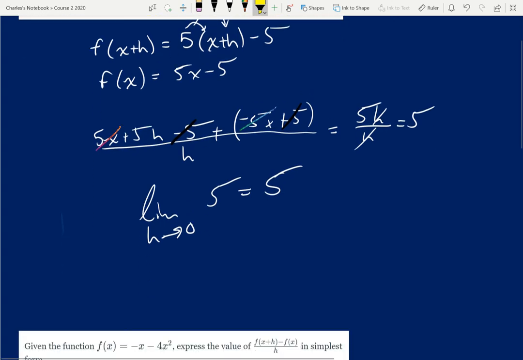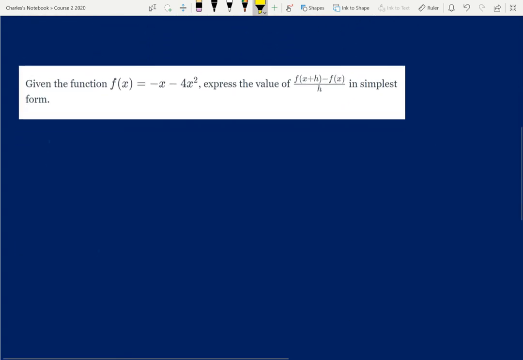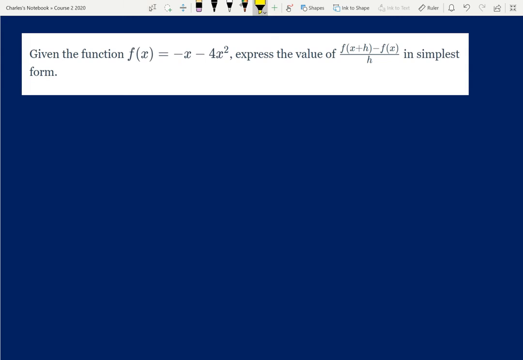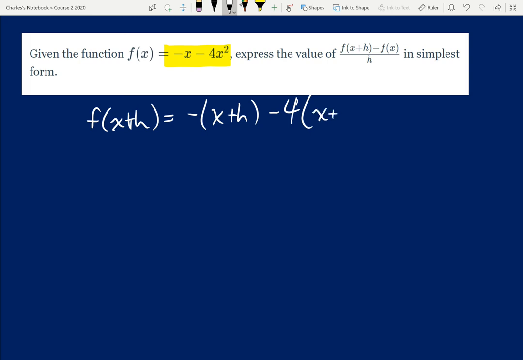It's going to be more interesting if we have a situation where it's not a line. Like, hey, what about this? Maybe you have a parabola. Okay, so I'm going to do the same thing. What's f of x plus h? Only in this case, it's going to be a little bit more involved. I'm going to have negative (x plus h) minus 4 times (x plus h) squared.